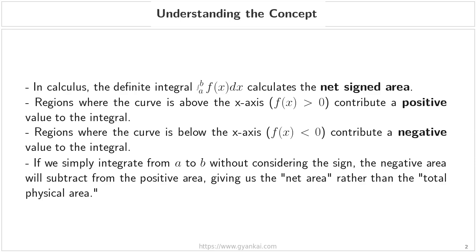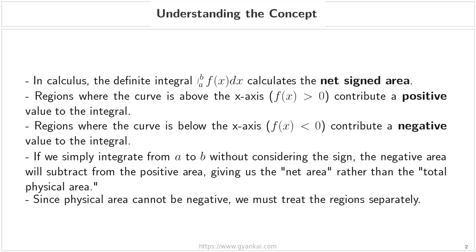This leads to a very important distinction. If we were to simply integrate from our starting point, a, to our ending point, b, without considering these signs, the negative area from the bottom section will mathematically subtract from the positive area from the top section. The result you get is the net area, which is essentially the balance between the two, rather than the total physical area that covers the surface.